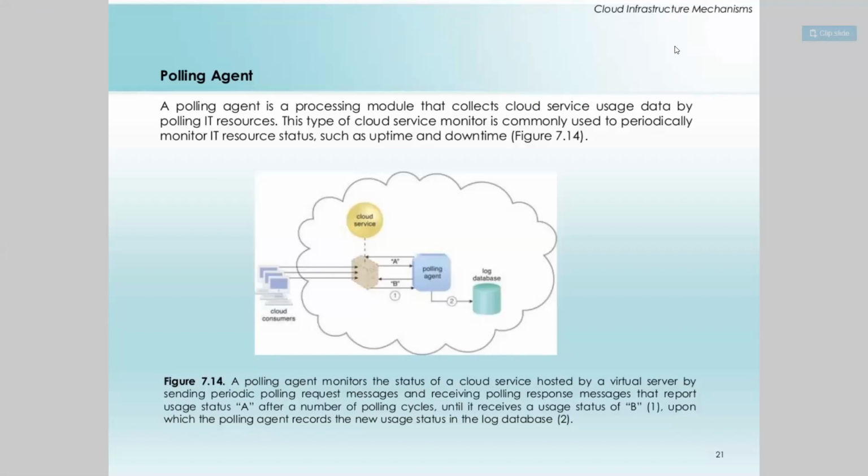Basically, this polling agent is going to check the status of the cloud services, whether they are alive or not. It will keep sending request and response messages to make sure the status is alive, just the way we do polling over the network. Once we do the polling, we check the status of the network, whether it is alive or not.